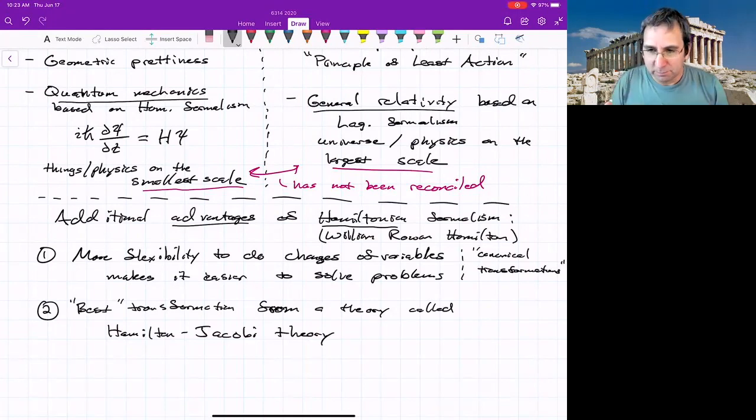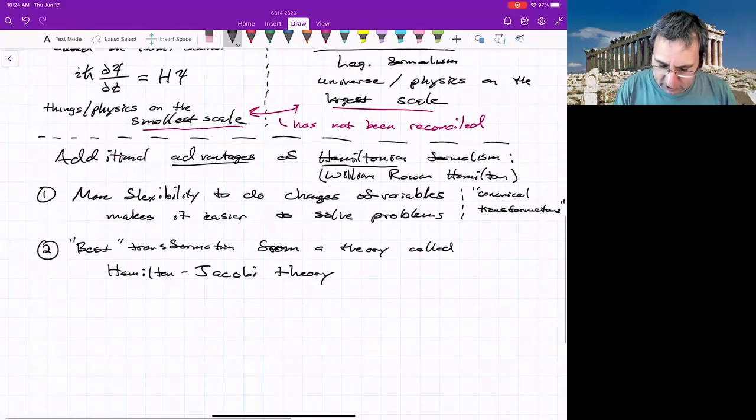level sets, topology is going to play a role in all of this. In particular, tori and the motion on a torus. Motion on a torus implies quasi-periodic motion.